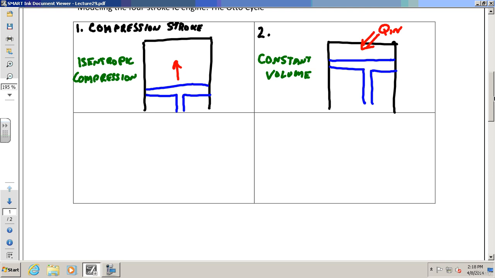All right, step 3. This is what we call the power stroke. So the two does not have a name? Constant volume heat in. That's why I drew constant volume and I have heat in. But yeah, you're right, I could write constant volume heat in. Sorry, it's not anything fancy.